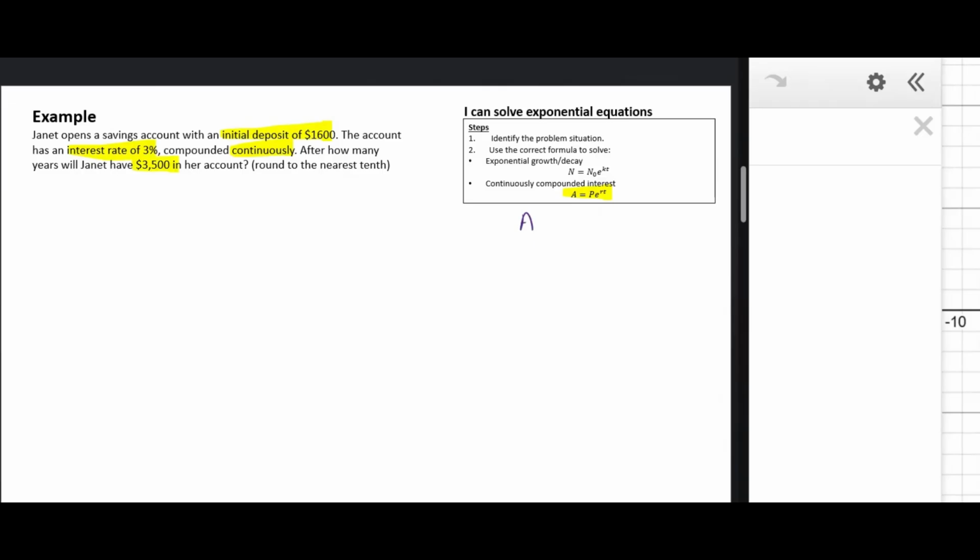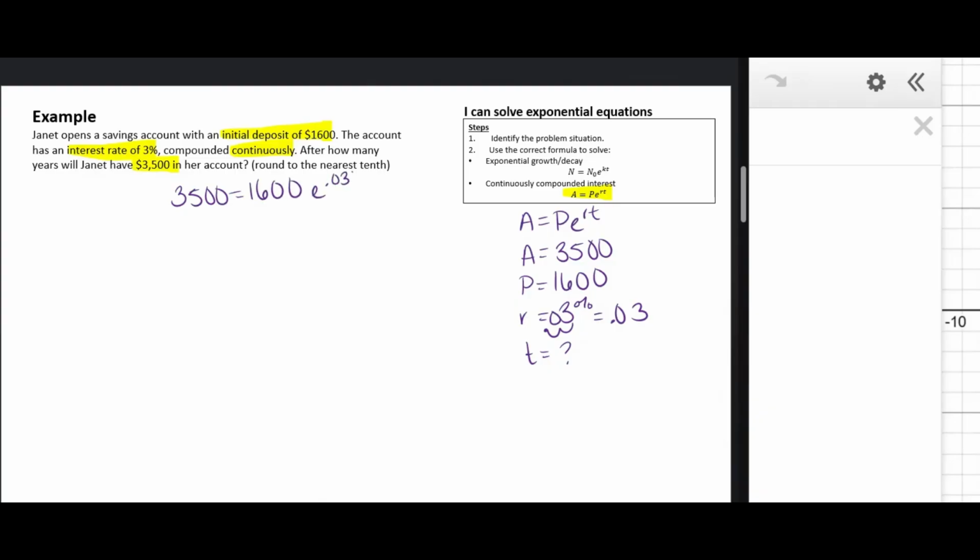So let's identify the key terms from the formula. So we have Pe to the rt. A is going to be the value she ends up with, which in this case is $3,500. P is the starting value, which is 1600. r is going to be the rate, so that's 3%, which we go ahead and convert to a decimal. So that's going to be 0.03. And then t is what we're trying to find. So when you substitute in this formula, we have 3,500 equals 1600 e to the 0.03t.